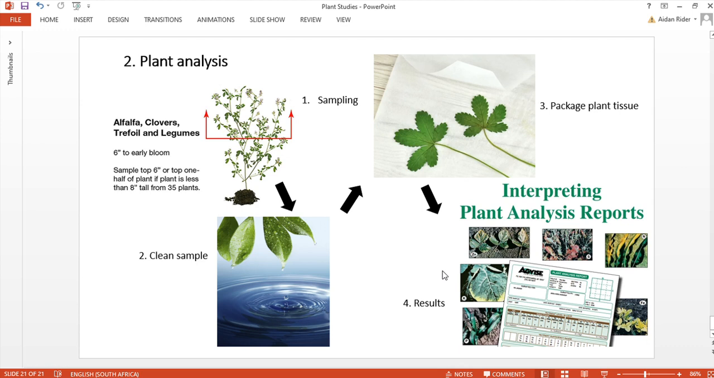So it's always good to do a soil analysis and a plant analysis. But yes, that in a nutshell is basically what you can do to find out what's in the soil and if your plant is getting enough nutrients.